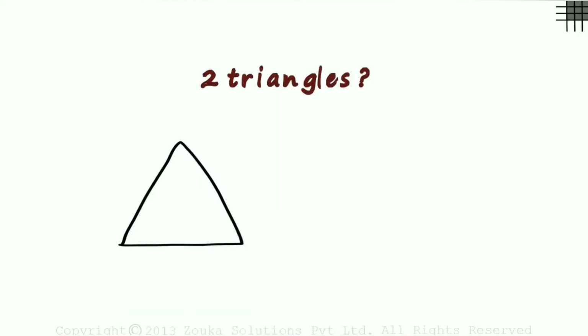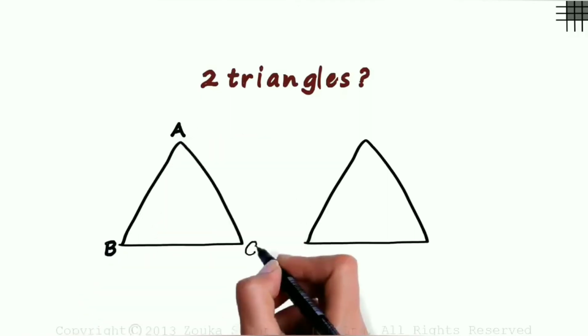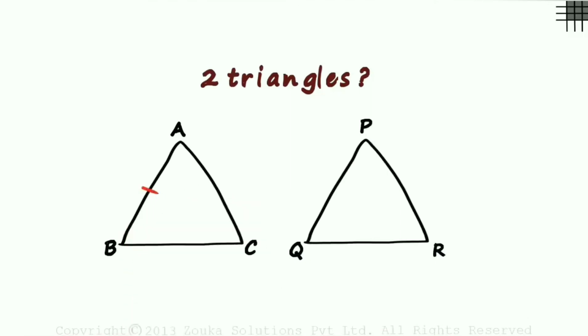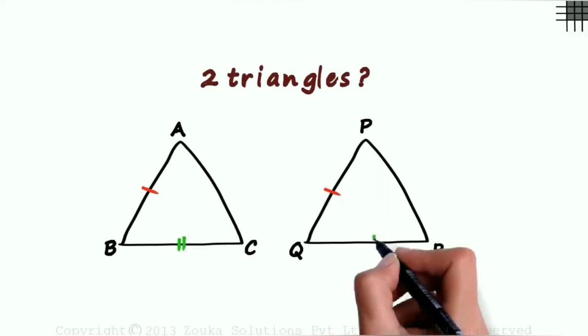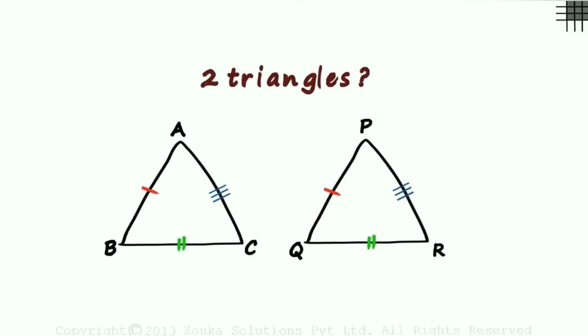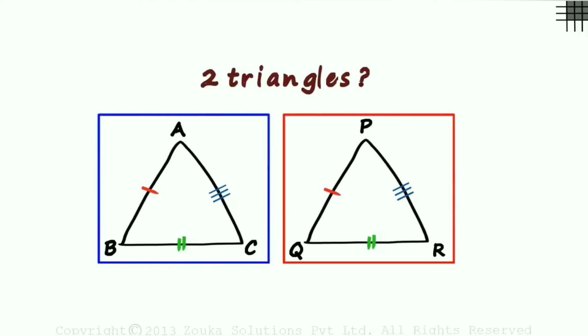Consider these two triangles. Each triangle has 3 sides and 3 angles. 6 elements in all. Let's name the triangles first. We call the first triangle ABC and the second one PQR. Side AB is congruent to side PQ, side BC is congruent to side QR, and side AC is congruent to side PR. Each of the 3 sides of triangle ABC is congruent to the 3 sides of triangle PQR.